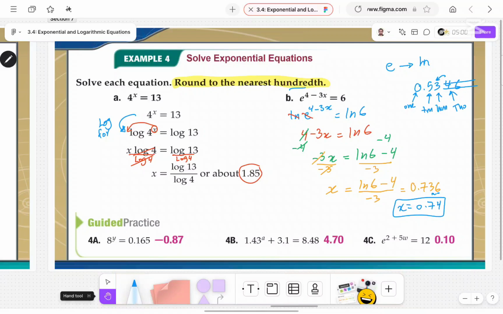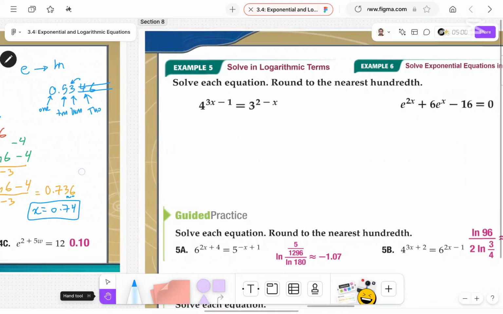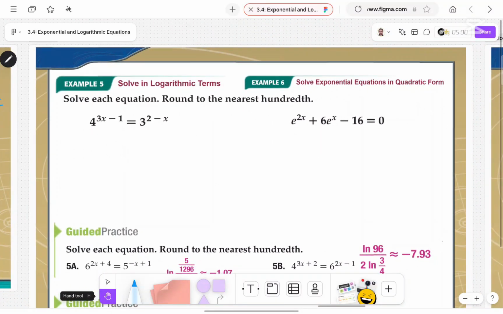Now try to solve these three questions down here, A, B, C, and let me know if you need something. Now let's do example 5 and example 6. Solve each equation, round to the nearest 100th. Okay, I need bigger space for the first equation, so let me just give you a big space for that.